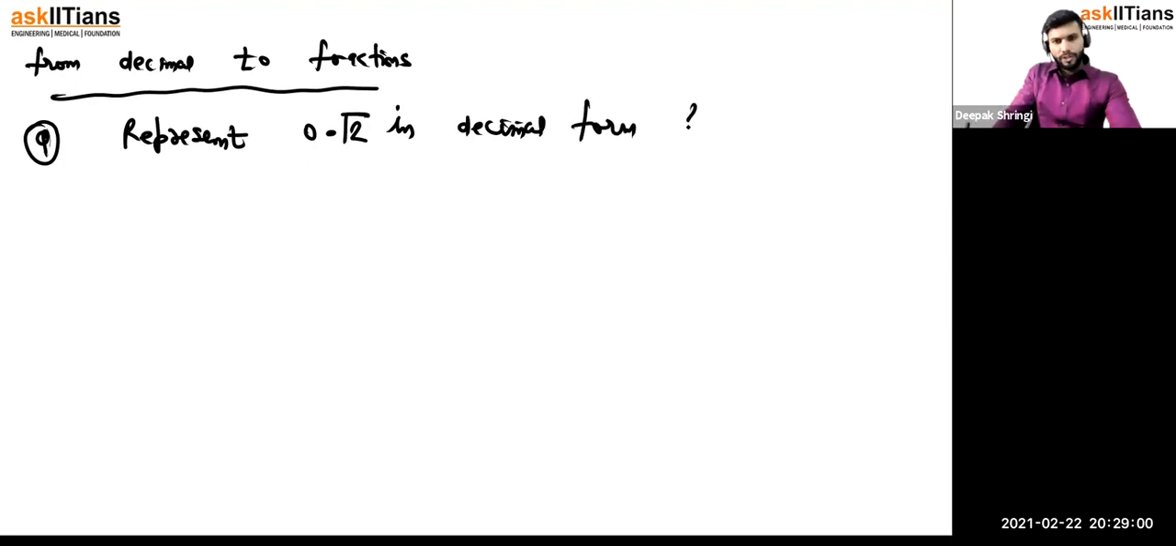So how are you going to solve it? First of all, you'll assume the number as x, that is 0.12 with a bar, so 12 12 12 you can write. Okay, now look, please pay attention to what I'm saying.